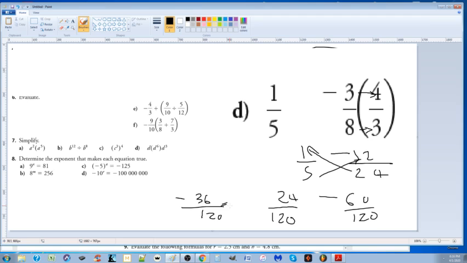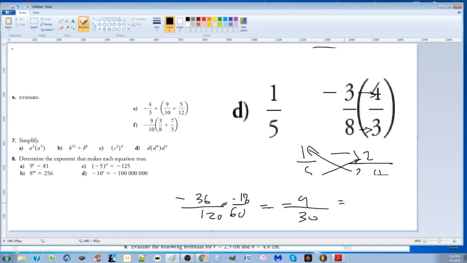Both these fractions can be divided by 2. So I get minus 18 over 60. Oh, they can be divided by 2 again. So I get minus 9 over 30, and that's it. Nope, they can both be divided by 3, which is minus 3 over 10.